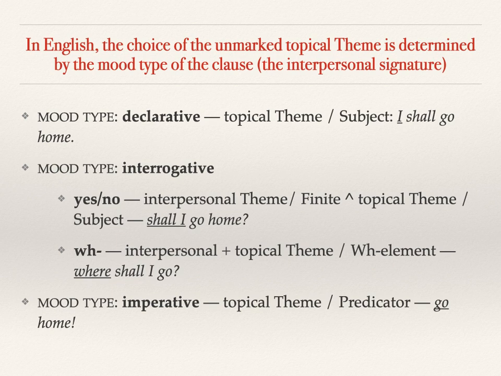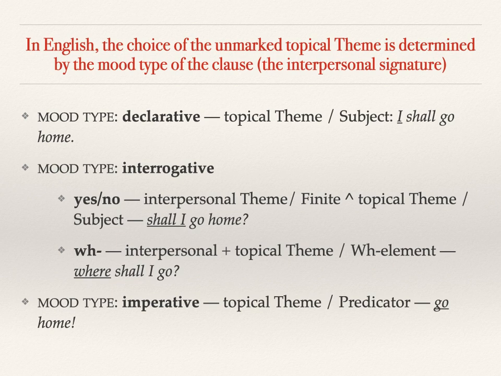But if you run through, then you see you have the contrast: "I," "shall I," "where," "go." So in each of these major mood types, the unmarked topical theme, plus possibly backed up with an interpersonal theme, reveals the interpersonal key signature.